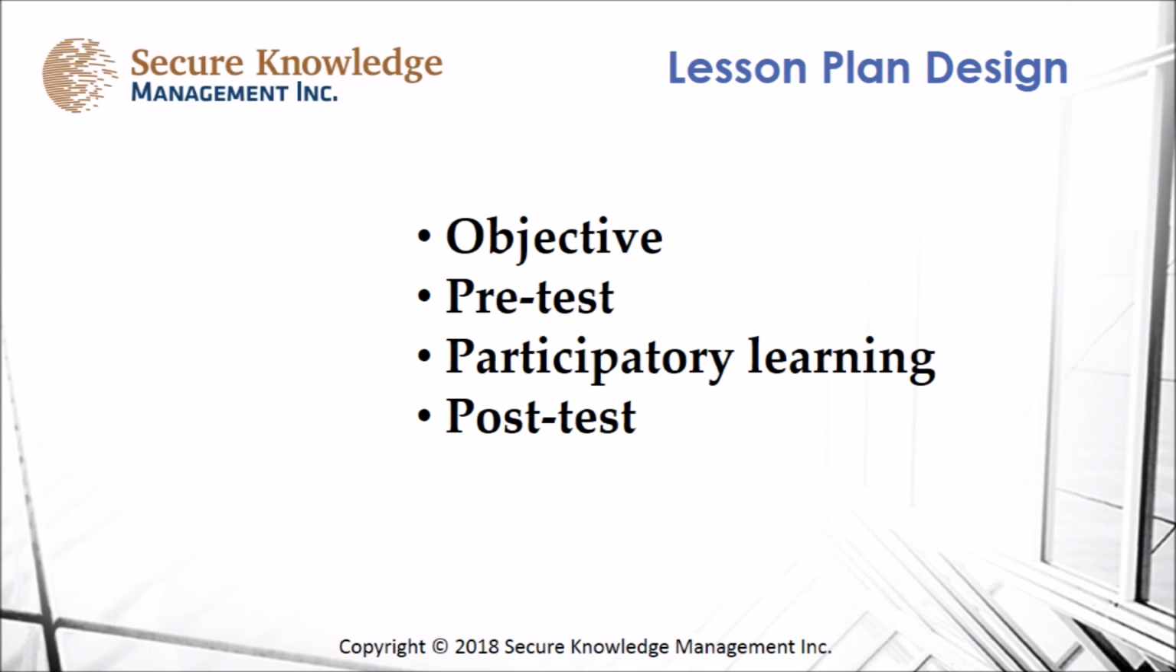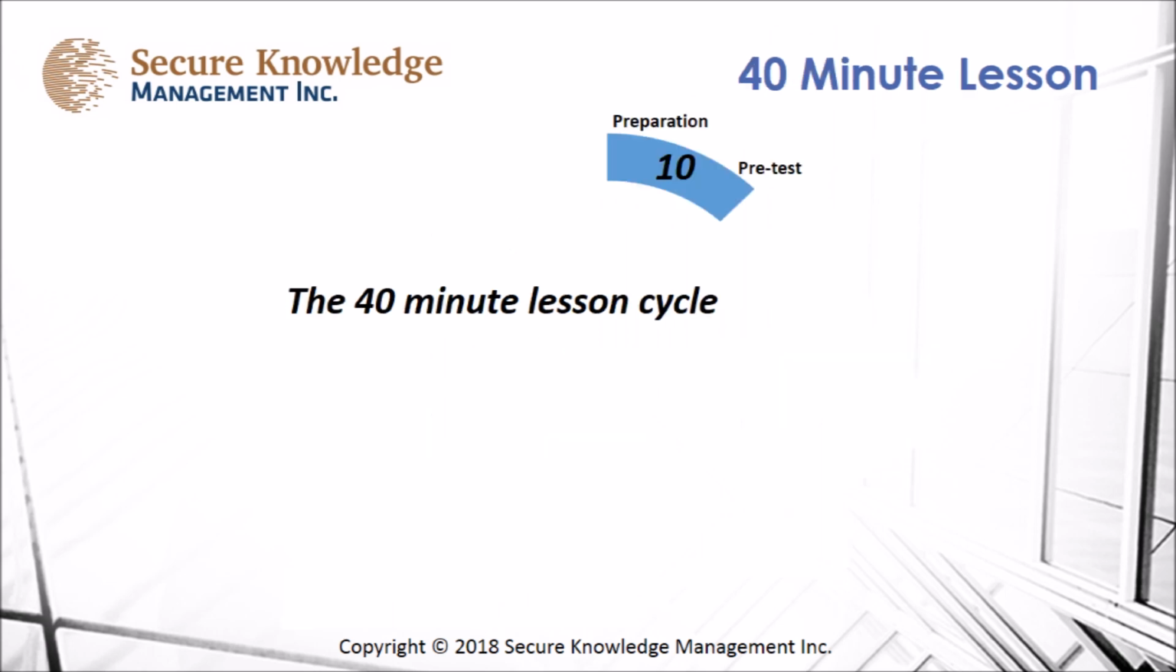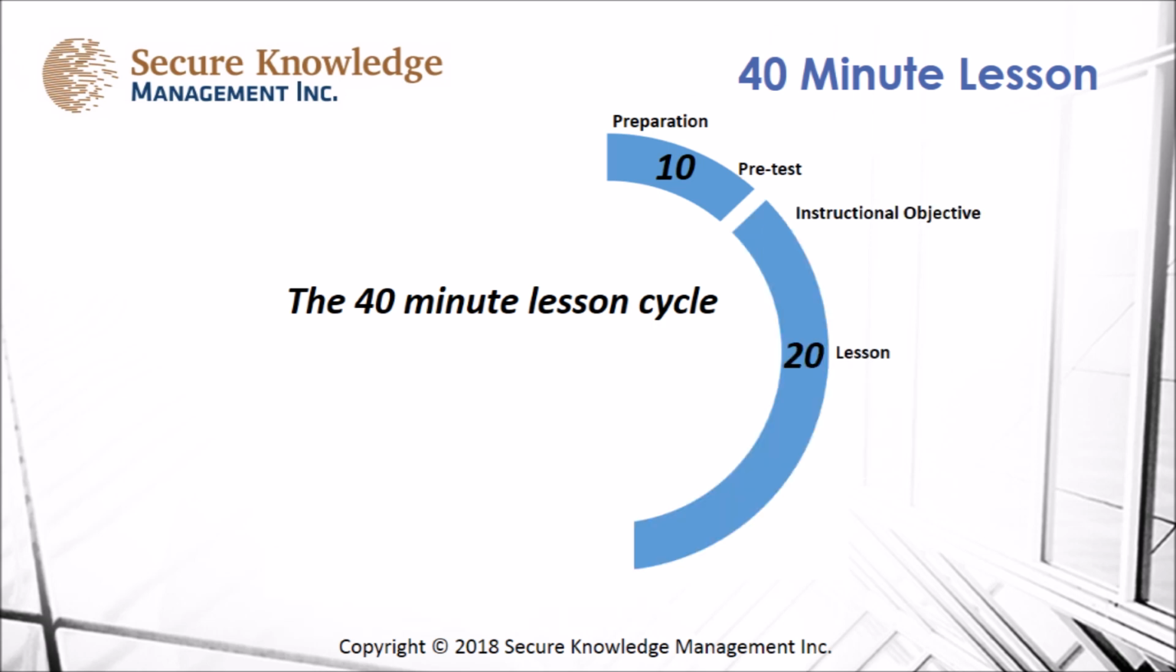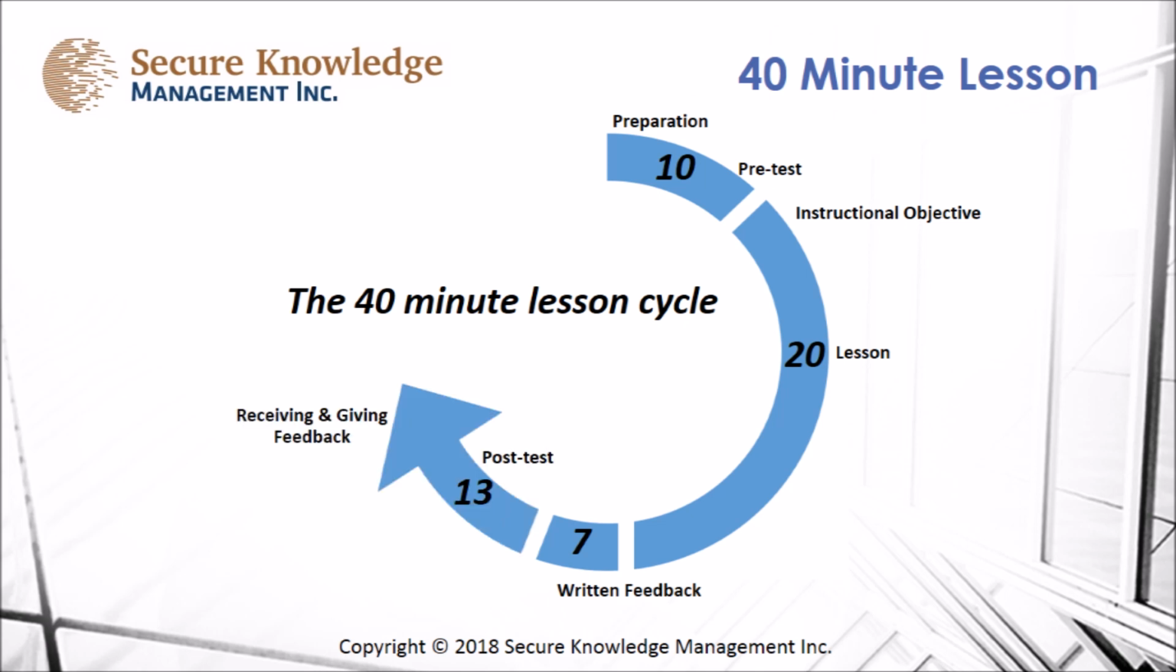As part of the methodology, we're going to be reviewing objective, pre-testing, participatory learning, and post-testing. The 40-minute lesson plan consists of the first 10 minutes preparation and pre-testing of students to understand where they're at with their skills, and then we deliver the lesson for the next 20 minutes, including instructional objectives for the lesson, and then we request feedback from the participants, spending about 7 minutes on that area. And then finally we get to the post-test to see if the skills and the knowledge were transferred as per the instructional objective, and also to gather some feedback from the students.